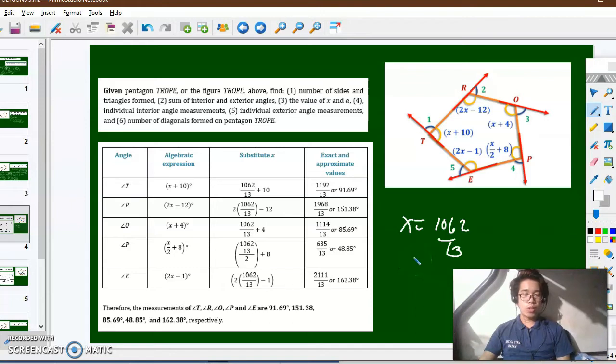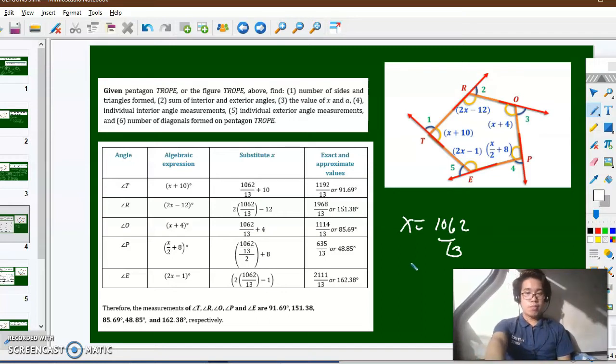For angle R, same process. Substituting 1062 over 13 into 2x minus 12, we get 1968 over 13, which is 151.38 degrees. Then we have x plus 4, and the value there is 85.69 degrees. For angle P, we have 48.85 degrees. We're simply substituting the values. For x over 2, that's 1062 over 13 divided by 2.